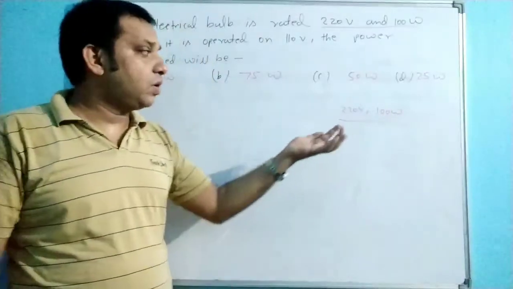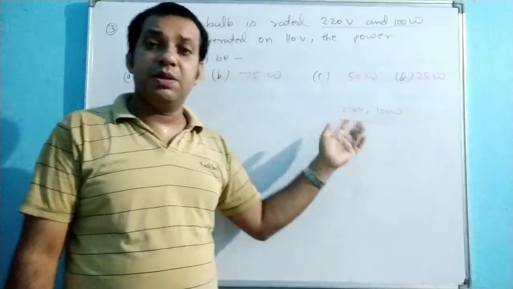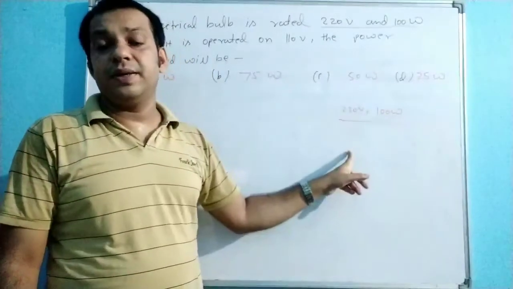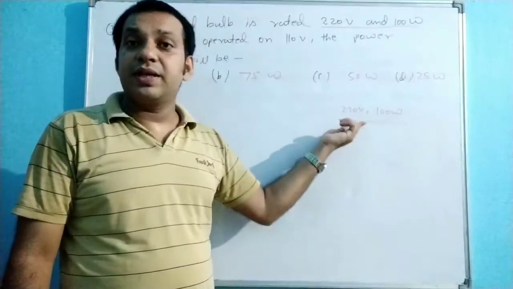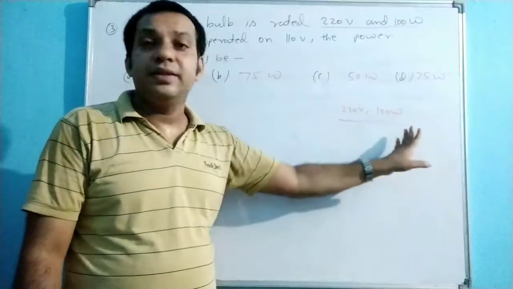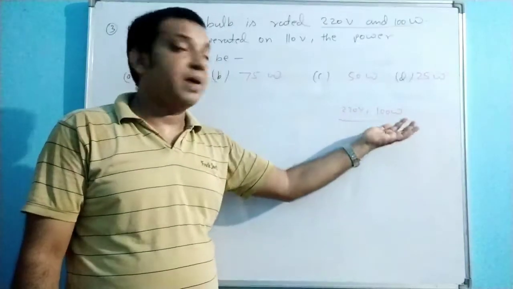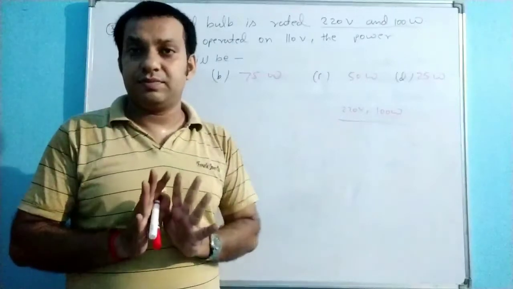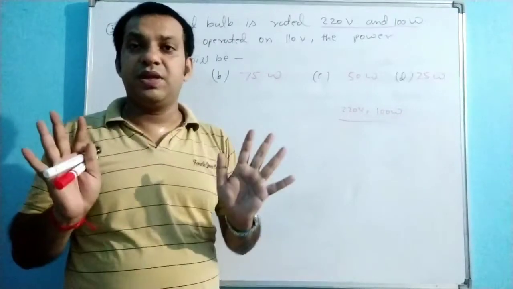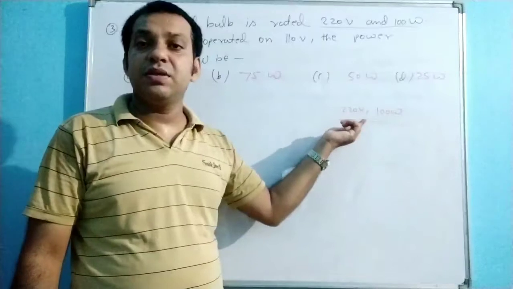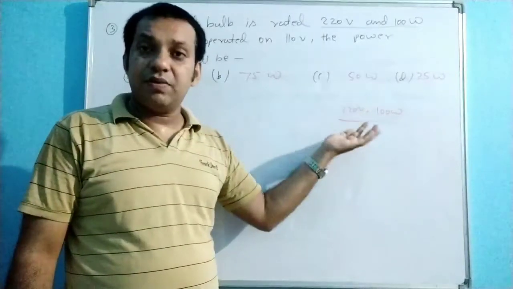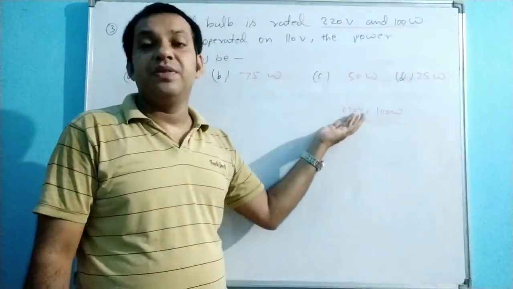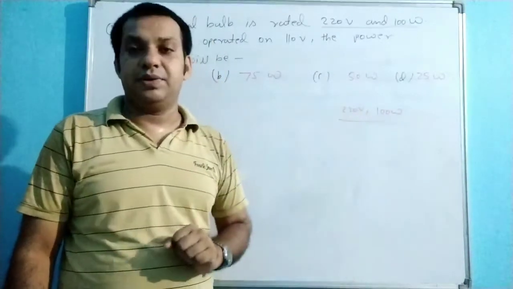So if the power rating of the bulb is given as 220 volt and 100 watt, and you are connecting some other voltage except 220 volt, then this power consumption you cannot predict. You have to calculate it. So you should be very careful. If it is not mentioned that the operational voltage is equal to the marked voltage, that means you have to calculate the power.